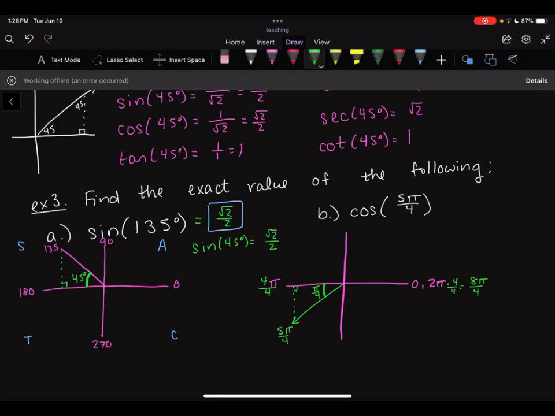So when I'm asking about cosine 5 pi over 4, it's really very similar to asking about cosine pi over 4. So since cosine of pi over 4, I'm going to look up here. Since that's root 2 over 2 as well, I know that this is going to be root 2 over 2.